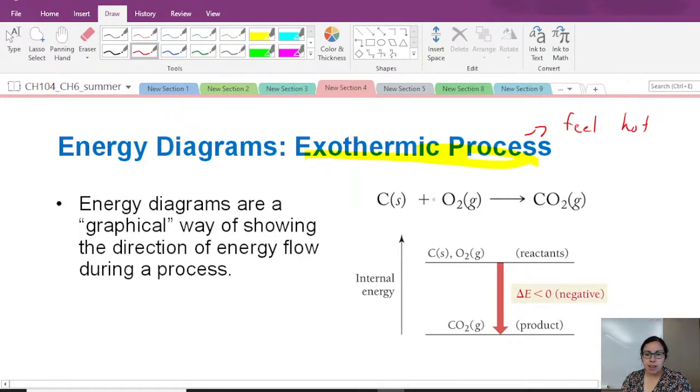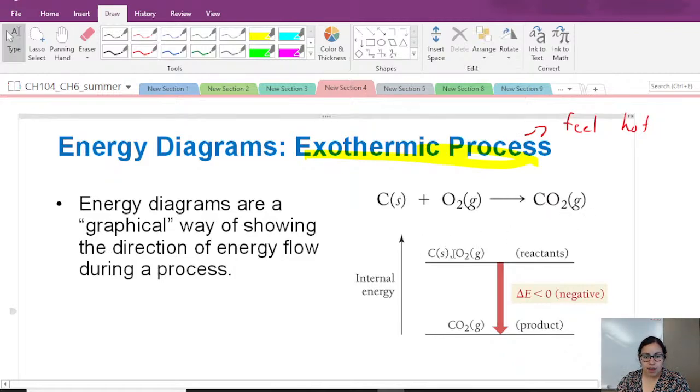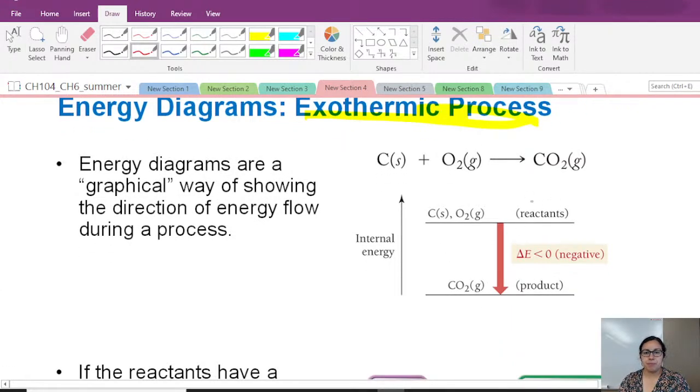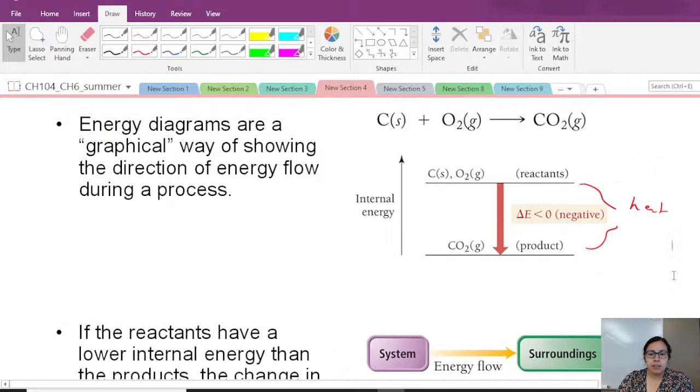Looking at this case, we have carbon plus oxygen oxidizes to give us CO2. In this case, from our energy diagram, if it's exothermic, your reactants are higher in energy than your products. And then this energy gets released as, like we said, heat, and you see that given off. So again, internal energy is going from a higher energy state to a lower energy state, so that tends to be more thermodynamically favorable.